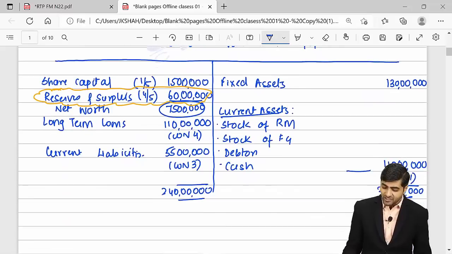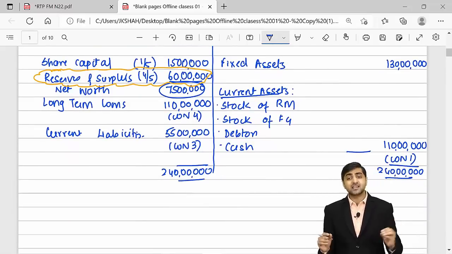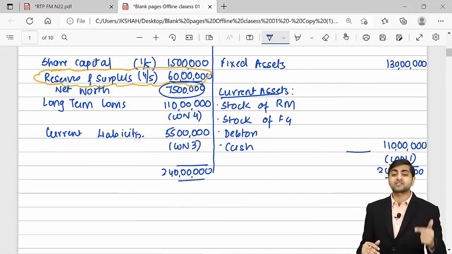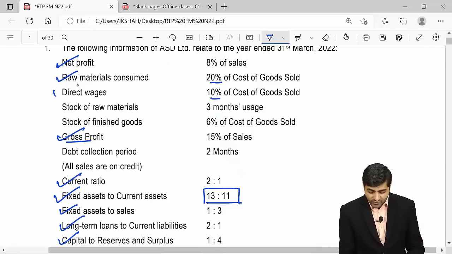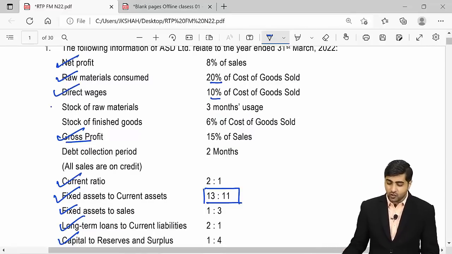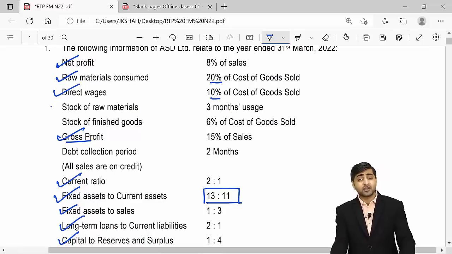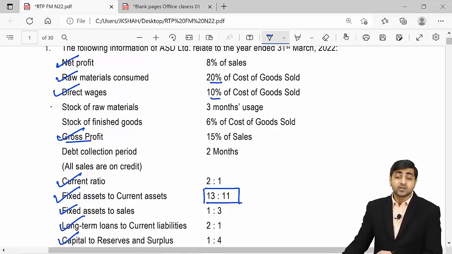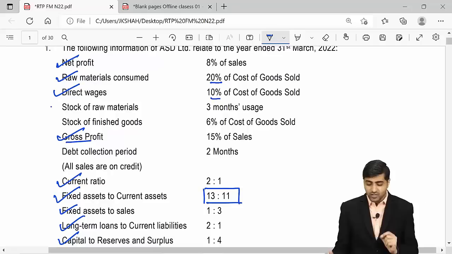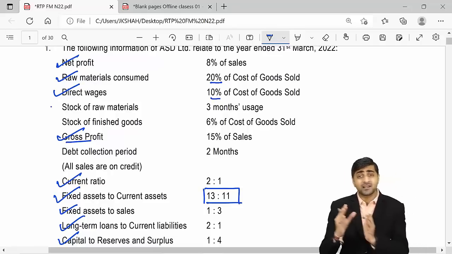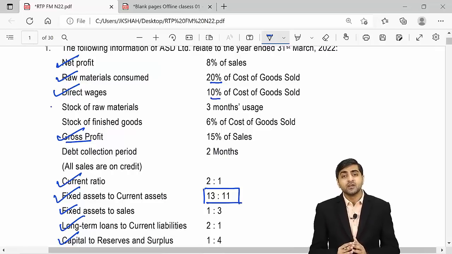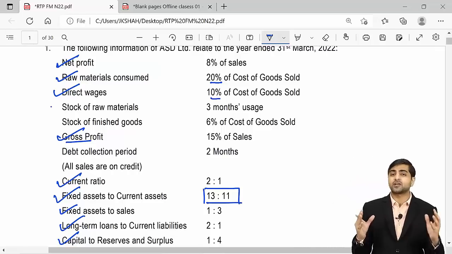Now on your balance sheet asset side, we just now have to find out the breakup of raw materials, finished goods, debtors and cash. So how would you do that? So for this we have certain ratios available like your stock of raw materials, which is nothing but your 3 months usage. So we have the stock of raw material holding period available. So guys, when we have the holding period available, we have the raw materials consumed also available. So this will help us to actually calculate your stock.